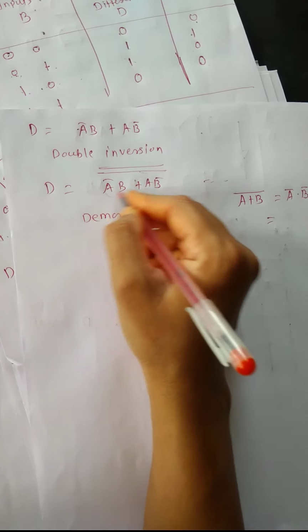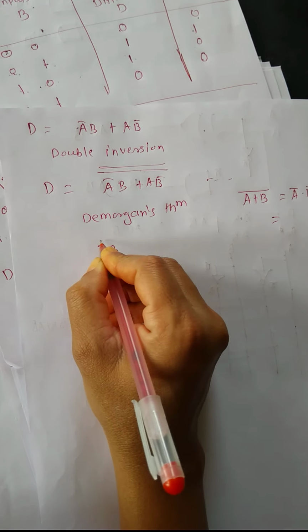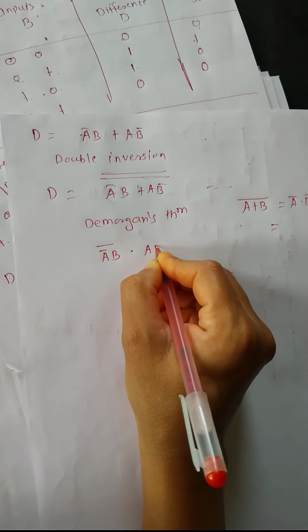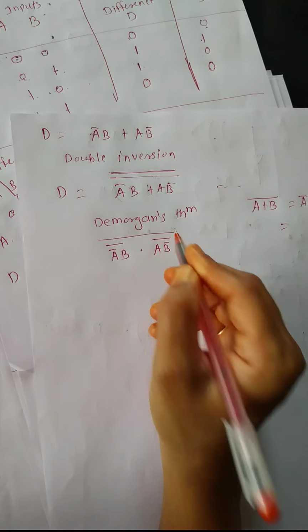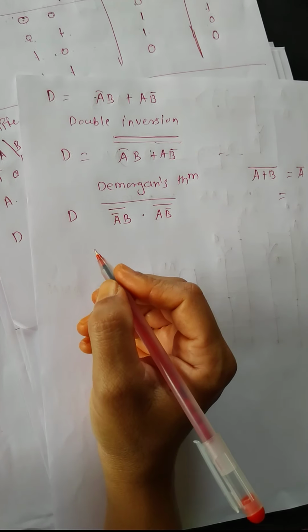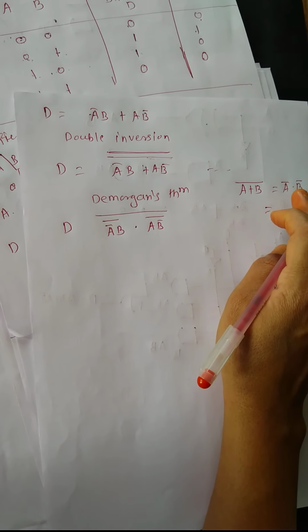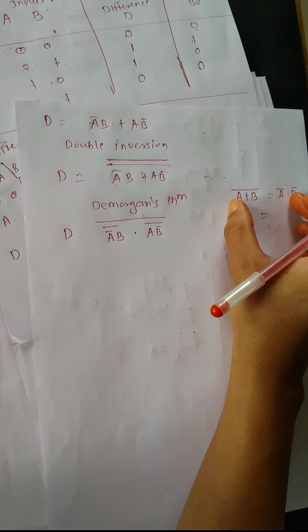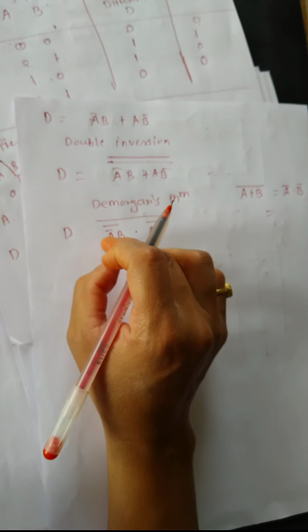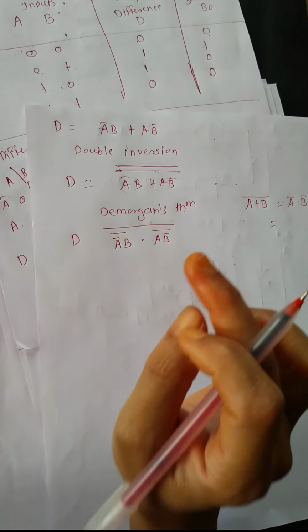So for this single inversion you have to use this law. This term is indicated as A bar B bar into A B bar, and another one is the complete bar. So there is one complete bar. This is the equation for difference. This is De Morgan's: the complement of a sum is equal to the product of the complement of each individual term. For this single inversion you have to use De Morgan's theorem, and that equation is A bar B complete bar, A B bar, and one complete bar.